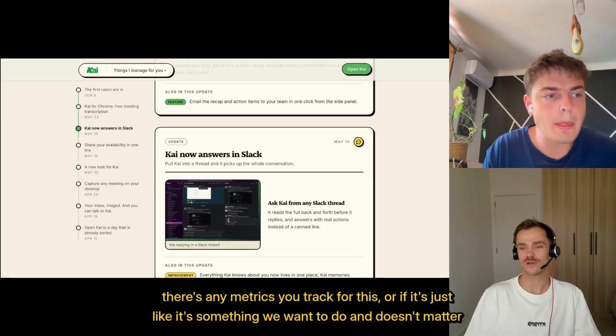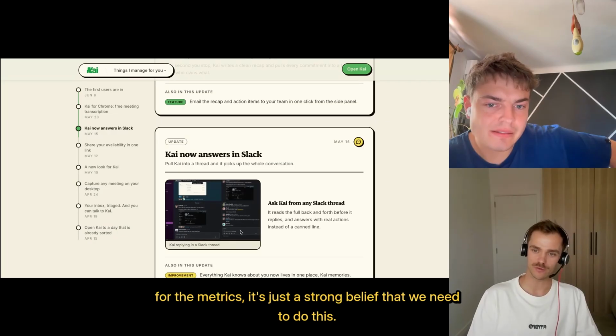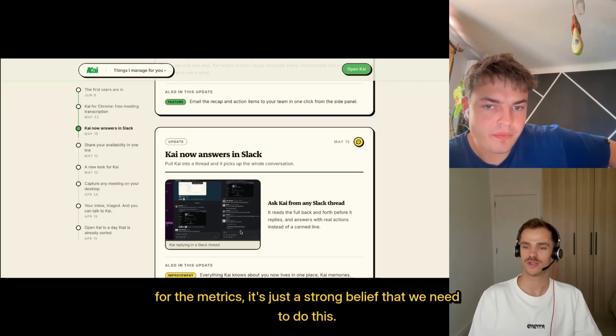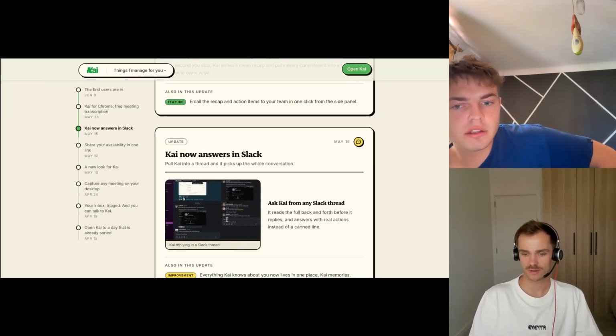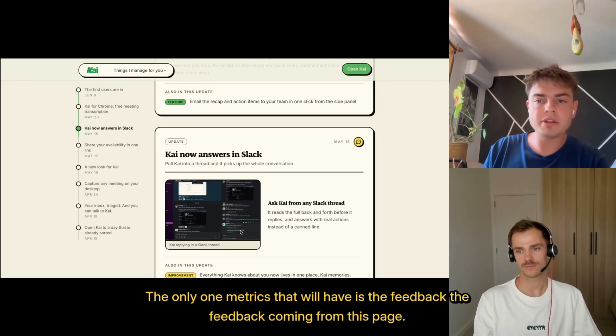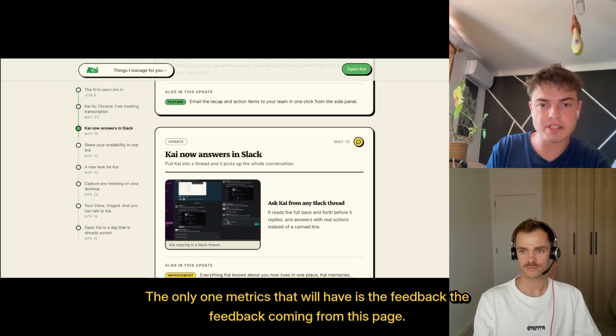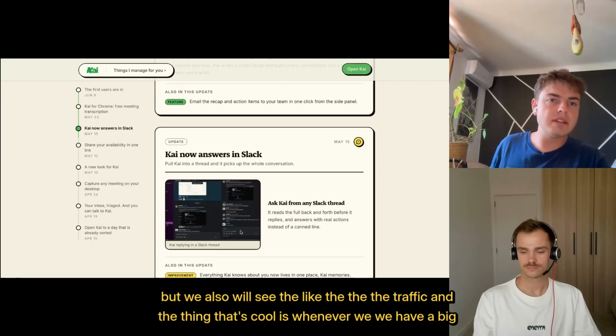Are there any metrics you track for this, or is it just something we want to do and it doesn't matter for the metrics, just a strong belief that we need to do this? Yeah, mostly we don't track any metrics right now. The only metric that we will have is the feedback coming from this page. But we will also see the traffic.